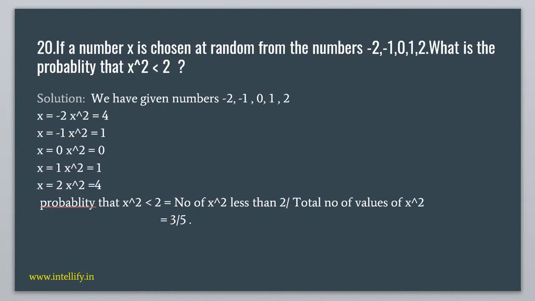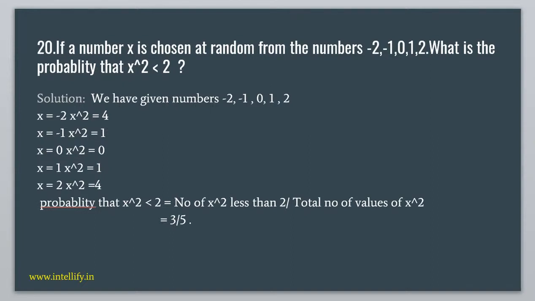We have: if a number x is chosen at random from the numbers -2, -1, 0, 1 and 2, what is the probability that x square is less than 2? So we have been given 5 numbers here, -2, -1, 0, 1 and 2. We will consider these numbers as x. What we have to find is the probability that the x square value of these 5 numbers is less than 2.